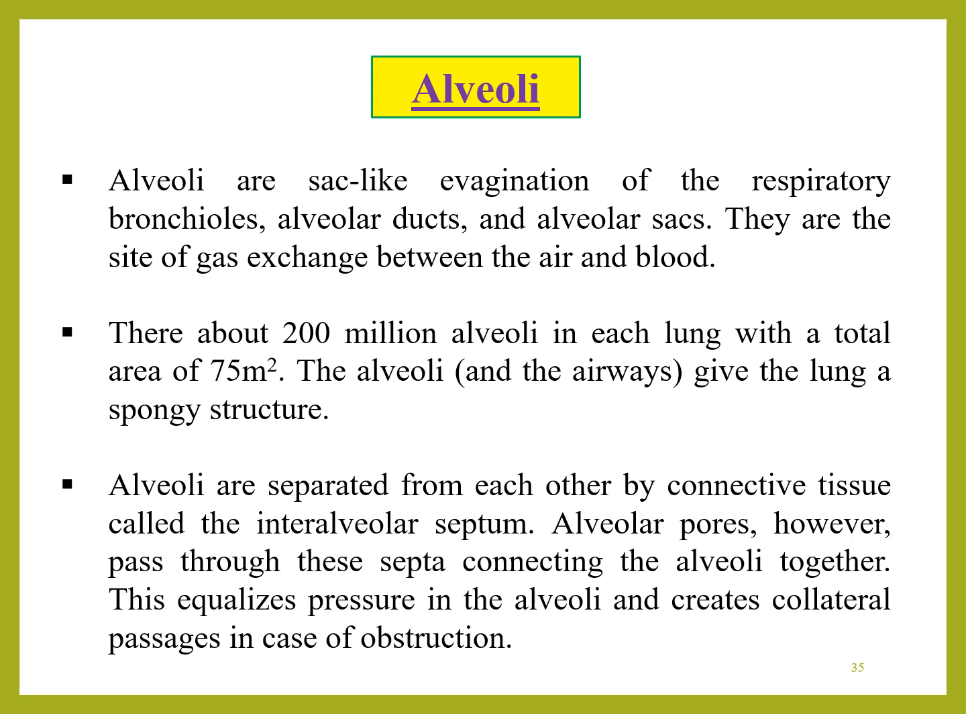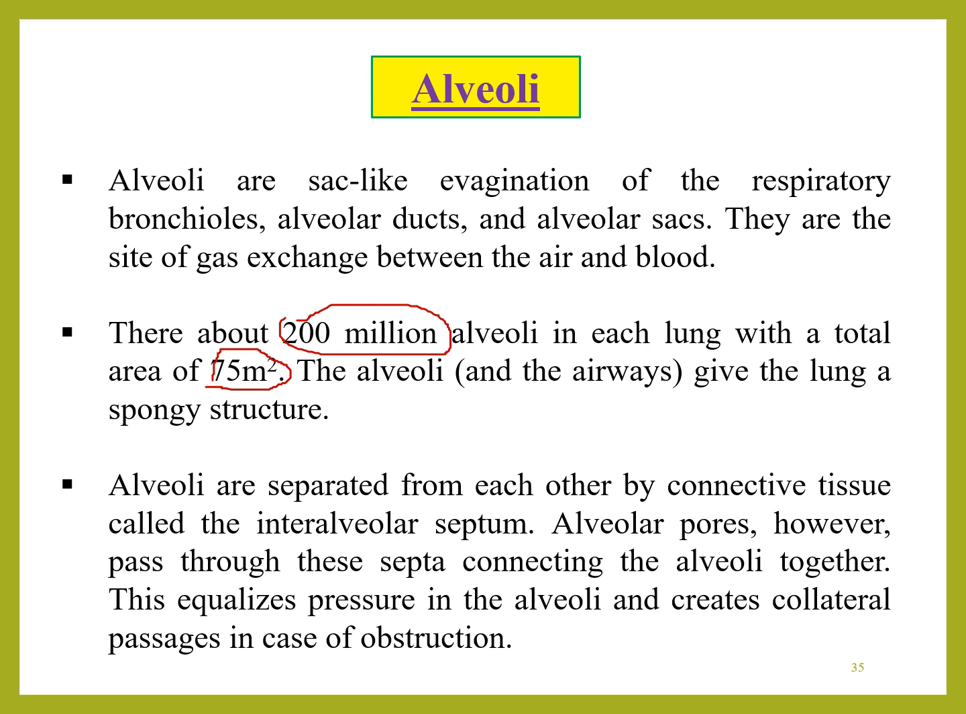Now, what are alveoli? Alveoli are sac-like evaginations, so they are outpouchings of the respiratory bronchioles, alveolar ducts, and alveolar sacs. So they are just something that comes out of the mucosa of these structures. They are the site of gas exchange between air and blood. There are about 200 million alveoli in each lung, with a total area of 75 square meters. So imagine the entire alveoli forms an area of 75 square meters.